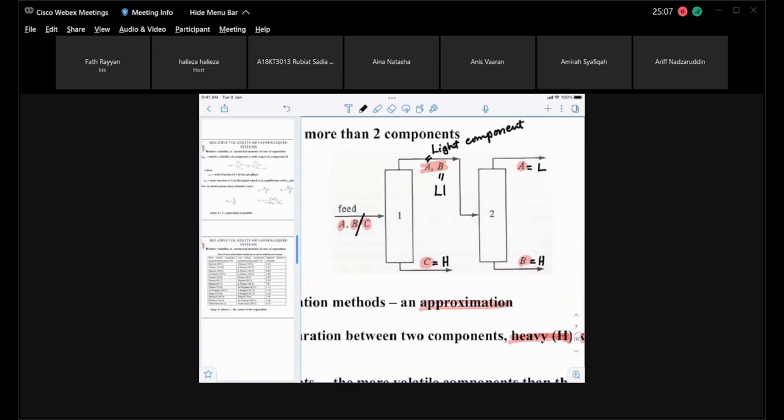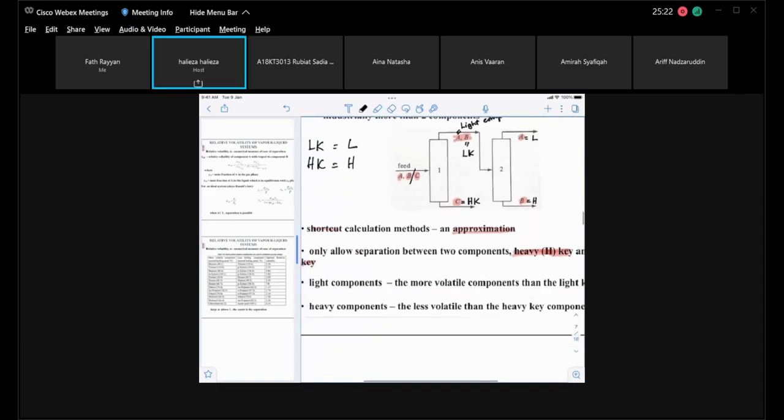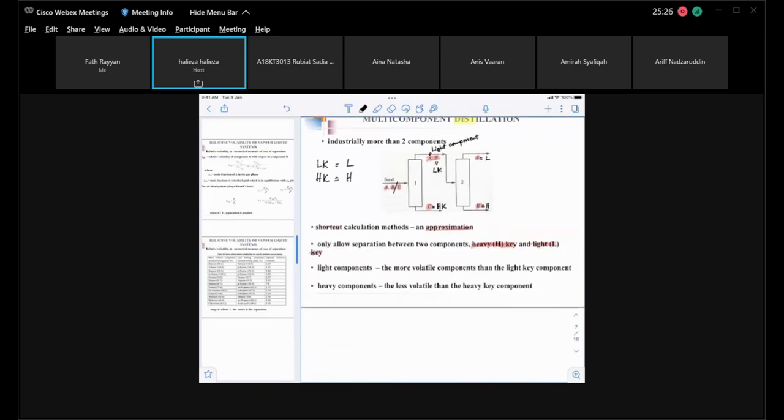So this is your light key. This is your heavy key, if I use the K to denote key. So your component A is the light component because it is lighter than the light key. Okay, so that's how you define the components, which you will utilize when we do the calculation later on.